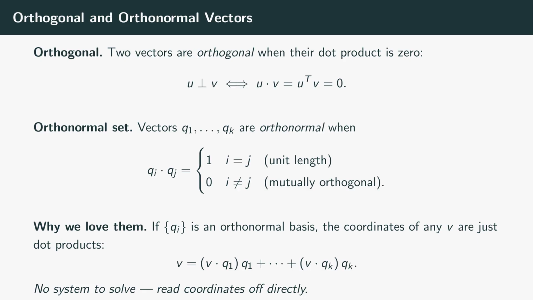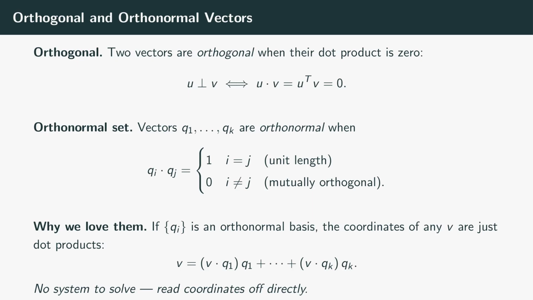Start with the two words in the title. Two vectors are orthogonal, just a fancy word for perpendicular, when their dot product is 0. That's the whole test. Multiply corresponding components, add them up, and if you get 0, the vectors meet at a right angle. A set of vectors is orthonormal when two conditions hold together. First, the vectors are mutually orthogonal. Every pair has dot product 0. Second, each vector has length exactly 1. That's the normal part, short for normalized. So orthonormal means perpendicular and unit length all at once.